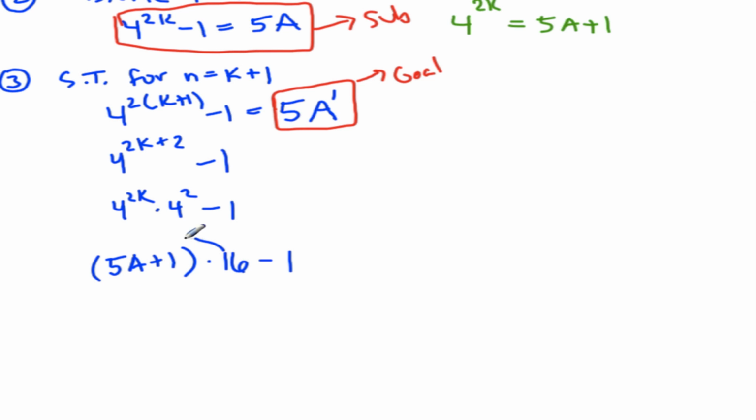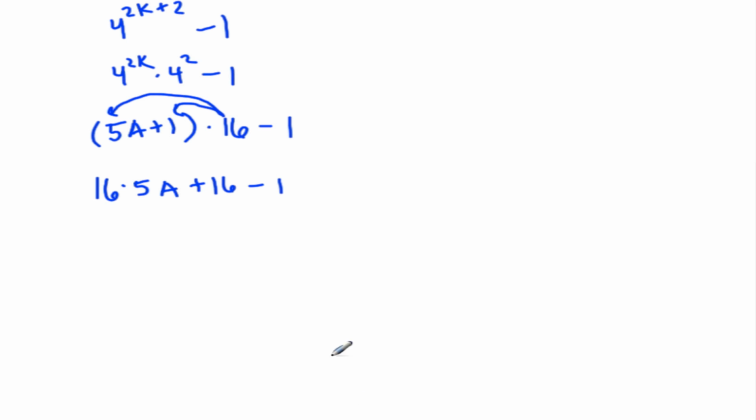So now we'll distribute the 16 through. So we have 16 times 5a plus 16 minus 1. I'm not going to multiply the 16 times 5. It's not because I don't know what it is, but it's just easier because I already know I'm going to have to factor out a 5, so I don't have to do the extra work. So I have 16 times 5 times a plus 16 minus 1 is 15. And now I can factor out a 5, so I have 5 times 16a plus 3.